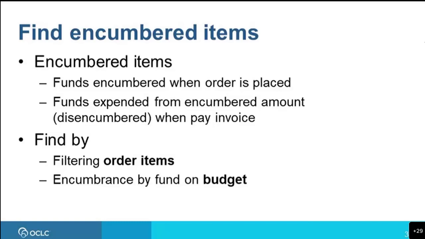Next, you may want to find items that are still encumbered on your current budget. Funds are encumbered when an order is placed, and as mentioned previously, these funds will be expended when added to an invoice and the invoice is paid. So there's two ways to find encumbered items. First, you can find them by filtering order items, or you can find them from the encumbered items column in your current budget. So I'll take a look at both of these.